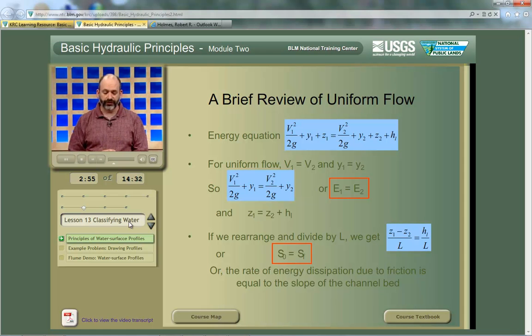And that also means that Z1 is equal to Z2 plus the friction losses or other losses between sections 1 and 2. Now if we rearrange that equation and divide by L, we get that Z1 minus Z2 over L is equal to h sub L over L, or that the slope of the bed is equal to the friction slope. Another way of stating that is that the rate of energy dissipation due to friction is equal to the slope of the channel bed. These are all things that we know about uniform flow, but I'm restating them here to keep our minds fresh on that.